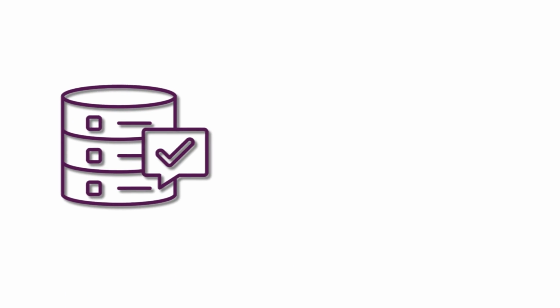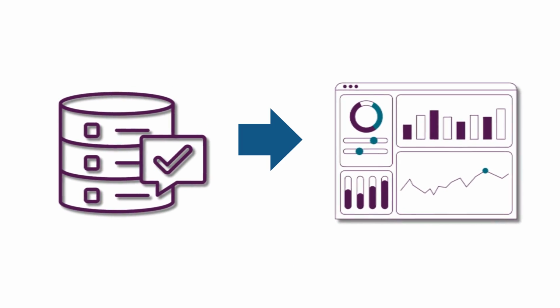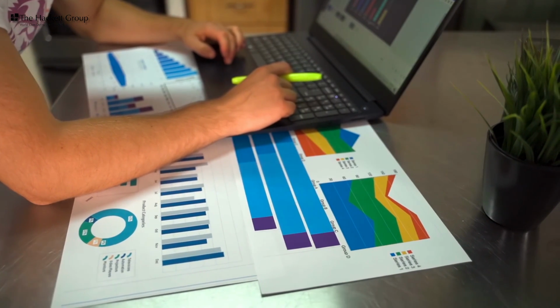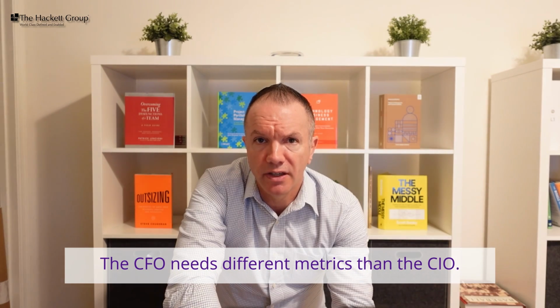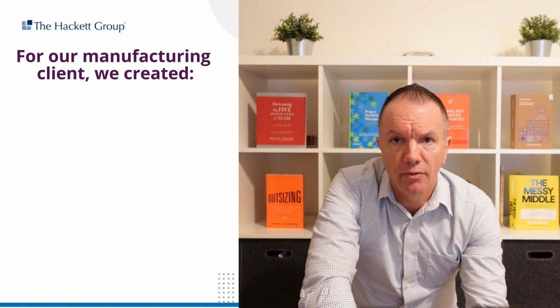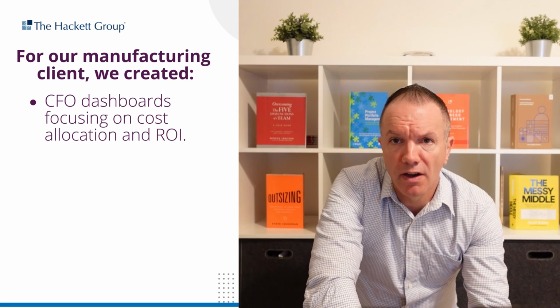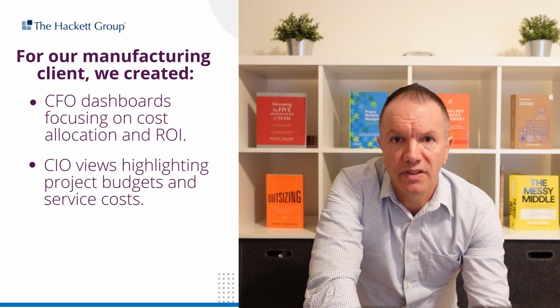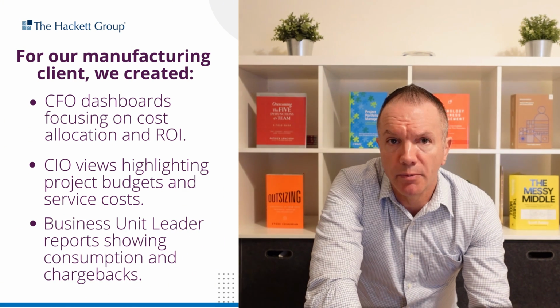Point 4, dashboard and reporting design. Once your data flows are streamlined, we move to designing intuitive reports and interactive dashboards. But there's a key difference in our approach. We create role-specific views. The CFO needs different metrics than the CIO, and the business unit leaders also need their own view. For our manufacturing client, we created CFO dashboards focusing on cost allocation and ROI, CIO views highlighting project budgets and service cost, and business unit leader reports showing consumption and chargebacks. The platform offers configurable dashboards that draw from a single source of the truth. This means everyone's looking at the same data, just presented in different ways that matter most to their role.